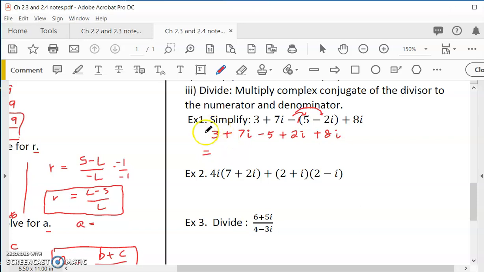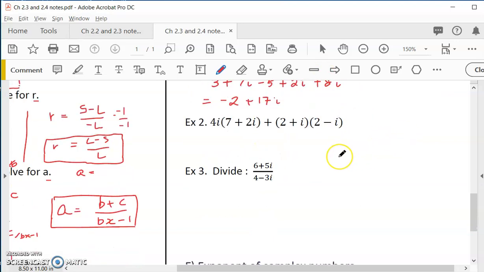So I would see 3 and 5 are like terms. So 3 minus 5 would be negative 2. And what about i? I have 7i, I have plus 2i, that's 9i. And then I add 8. 9 plus 8 is 17i. And that is a new complex number of the real part and the imaginary part. So that's how you add and subtract, pretty straightforward.